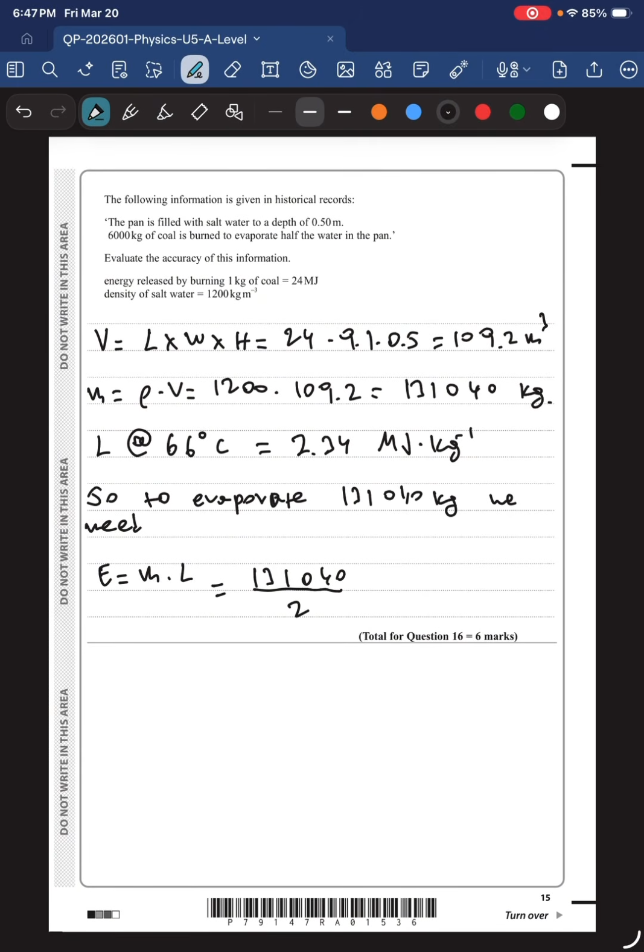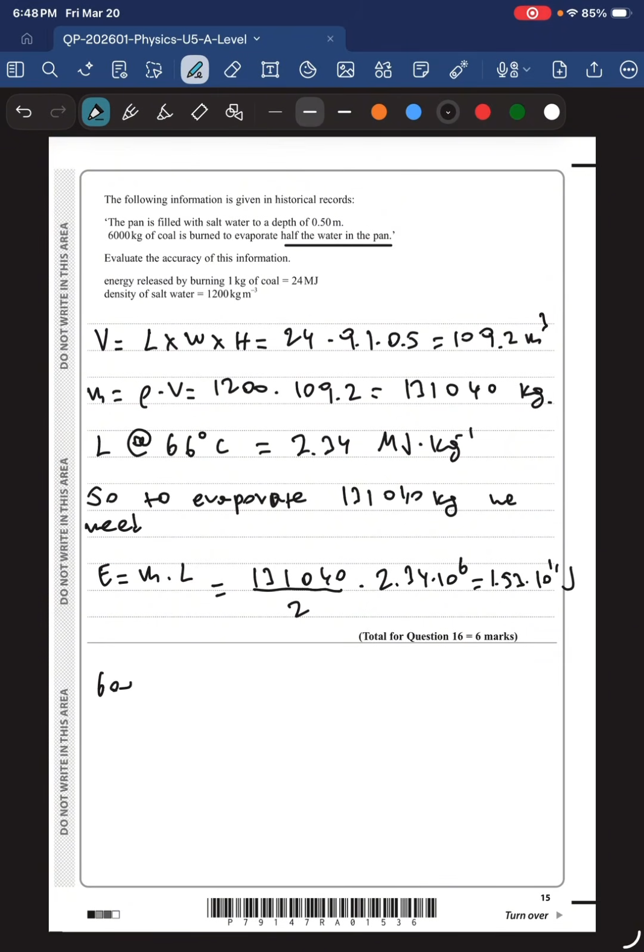So 131,040 times, I divide by 2 in my notes. Why do I divide by 2? Let me see. Because we need to evaporate half of that. To evaporate half the water in the pan. That's why I use 1/2. I'm sorry, for a moment I was confused. Okay, so to evaporate half of this, we divide by half, and then we multiply by the latent heat, so 2.34 times 10 to the 6. I'm sorry for the confusion. So that's 1.53 times 10 to the 11 joules.